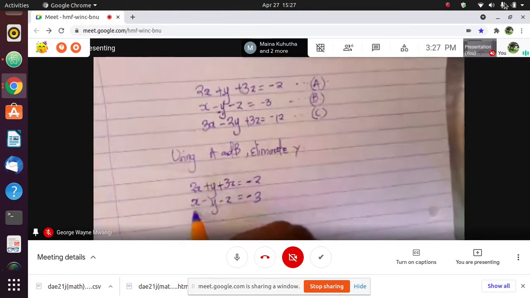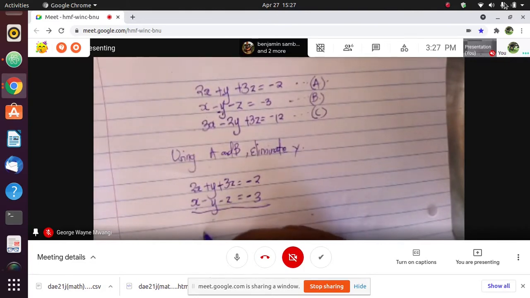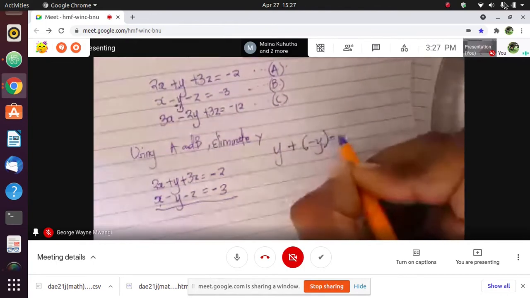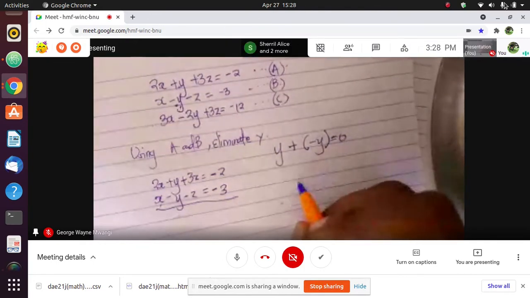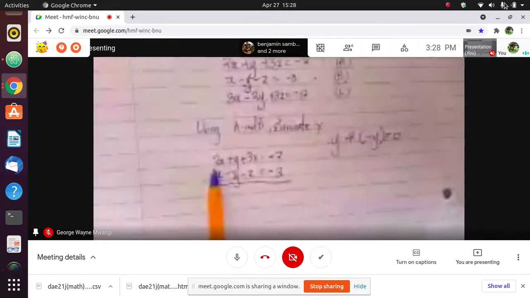Now, how are we going to eliminate y in this case? Are we going to add or are we going to subtract? We are going to add. Y plus negative y should give us 0. Plus minus ni minus. So we add. So therefore we are going to add in these 3 other places.